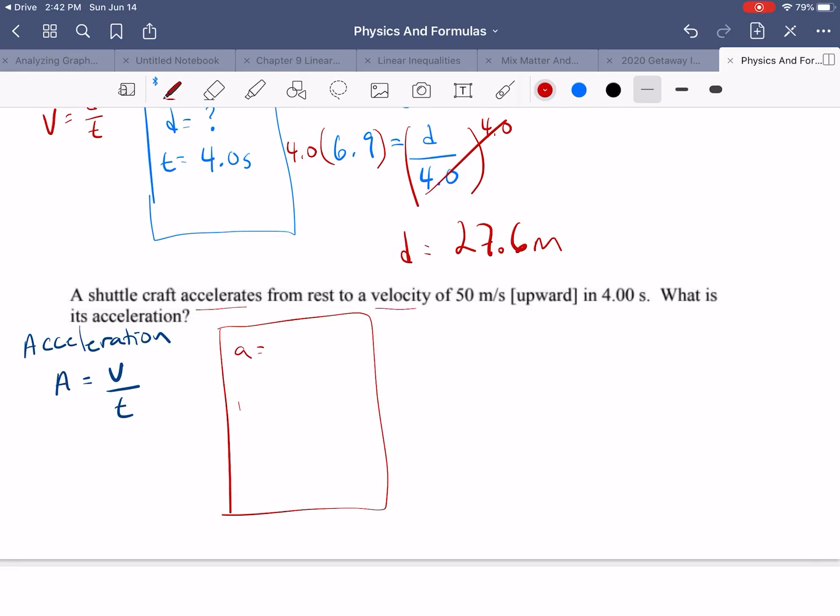Ooh, we have A, V, and T. Okay, so velocity must be V, so that's 50 meters per second. So notice how I'm filling it in for a time of 4 seconds. What is acceleration? Okay, cool. Fill in the blanks, you guys. Go ahead and do this by yourself.